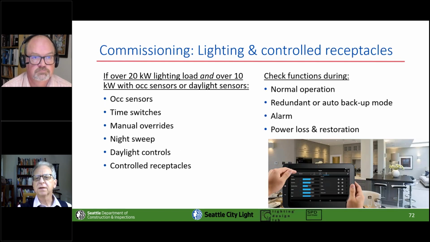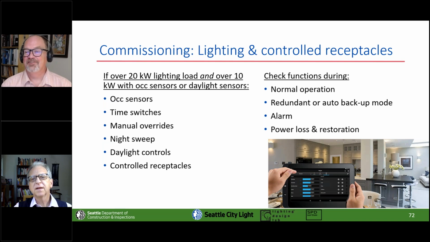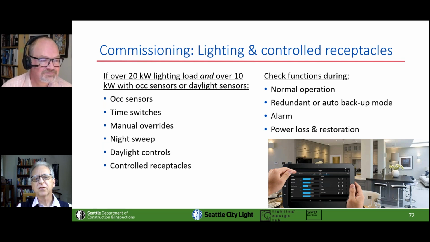A bit about commissioning. These are the situations where you're going to have to commission your lighting and controlled receptacles. Basically, if it's over 20 kilowatts total, which is what now, Shaun? Is that about a 20,000? No, it'd be like a 40,000 square foot building now, something like that. Off the top of my head, I don't know. Sorry. Yeah, and half of that with sensors or daylight sensors.